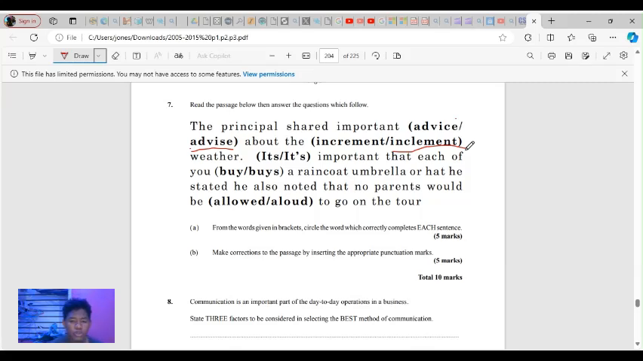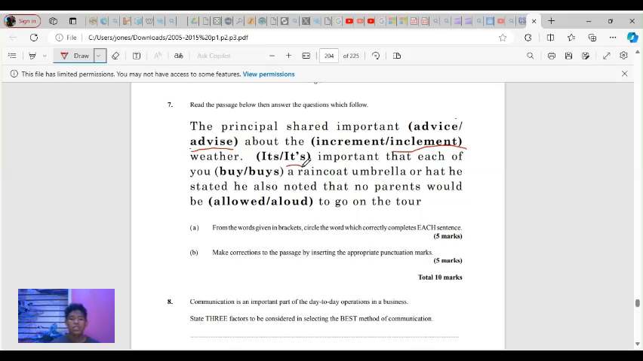So when you use the term it's, right? It's represents ownership. If you're saying its without the apostrophe, it represents ownership. But if you say it's, it means it is. It's important that each of you, that's the same as everybody within this group has to get a personal raincoat. So the answer would be it's.